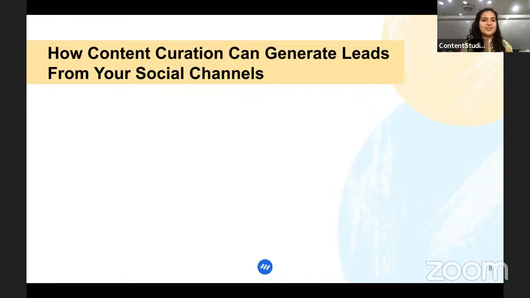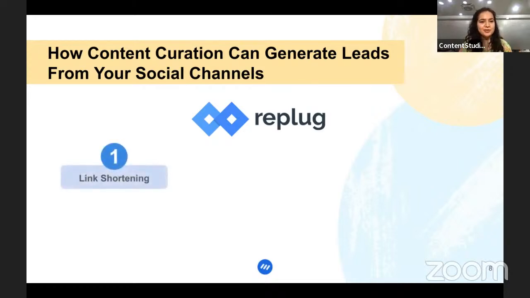So how does content curation generate leads from your social channels? And here is another app that is called Replug. It is our sister app, and it actually can help you generate leads. And how I'm saying this is because Content Studio has an integration that has Replug integrations. So what it helps you do is, number one, helps you shorten your links. So you can actually add a very customized link shortening, and that way you can brand your links and you can track them as well, because we've got UTM trackers, and you can actually set parameters to see what source your audience is coming from.